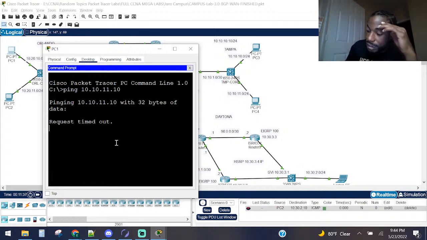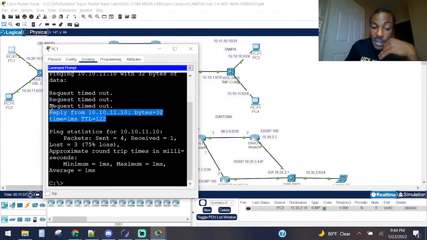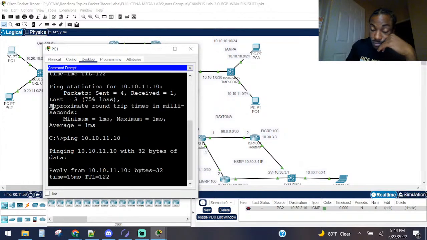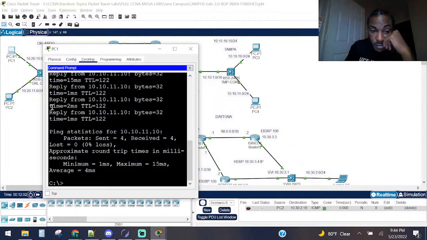Sometimes it takes a while for these pings to go across. I don't know if that's a Packet Tracer feature or if they're really trying to simulate how the networks work, but one week later, we got 75%. So one of the pings came across, and there it is right there, right? We'll try it again. And finally it came across, right? That's a good sign. So we were able to ping from Orlando to Tampa.